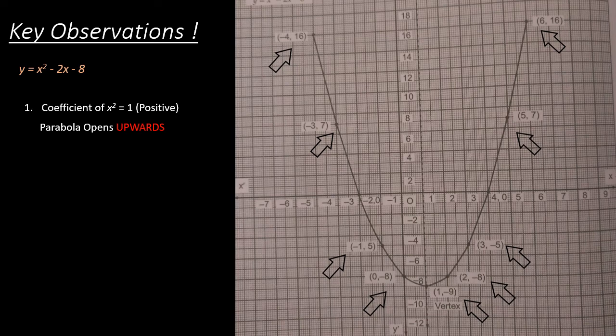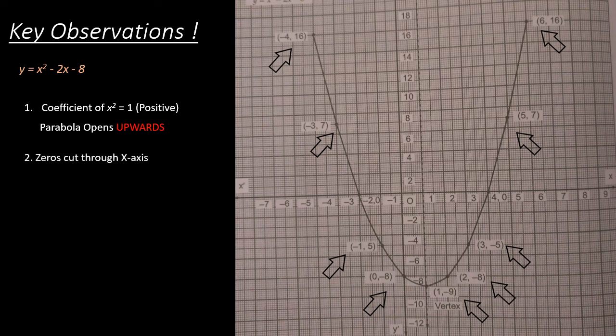Here, suppose we had a coefficient of x squared as -1, then our parabola would open downwards. You can imagine that. I'll give you some examples so you can practice on your own, draw the graphs and make the key observations.